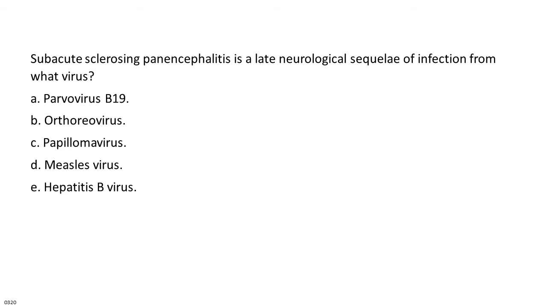Subacute sclerosing panencephalitis is a late neurological sequela of infection from what virus? A. Parvovirus B19. B. Orthoreovirus. C. Papillomavirus. D. Measles virus. E. Hepatitis B virus.